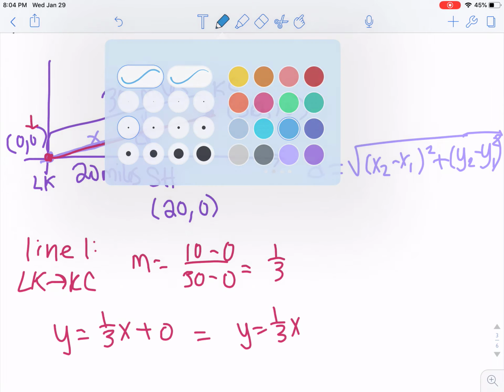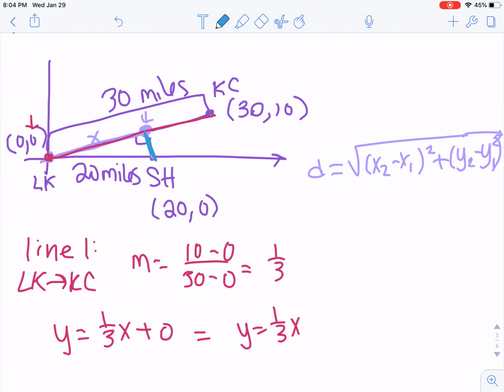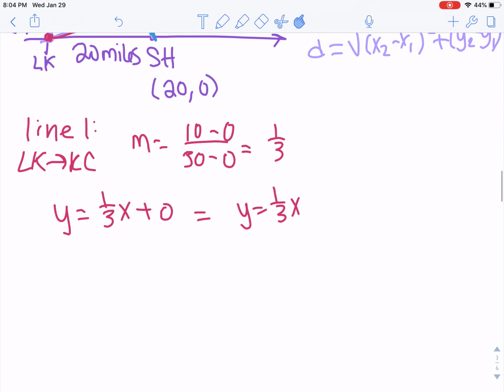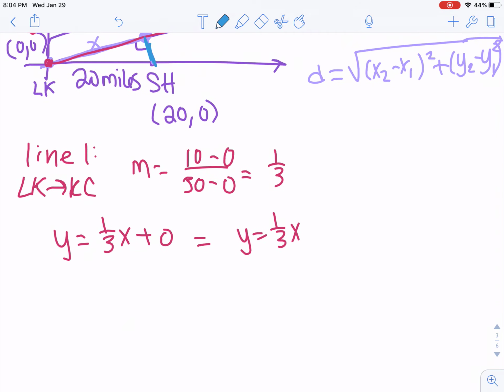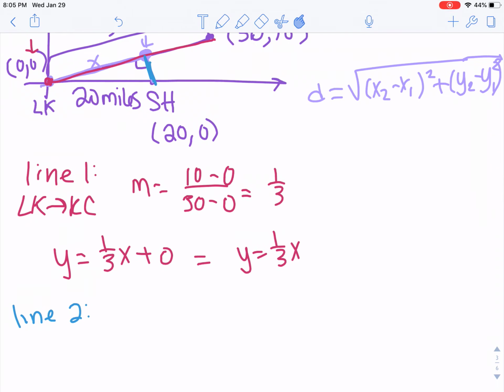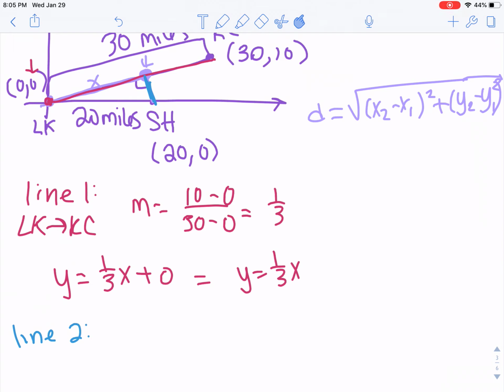Now I'm going to write the equation of the line from Spring Hill to the junction. That's going to be my second line, line 2. Well, here's the problem with doing line 2. I don't know the intersection point, so I don't have 2 points on that line. If I had that point, then I wouldn't have to do all the rest of this because I could just use the distance formula.